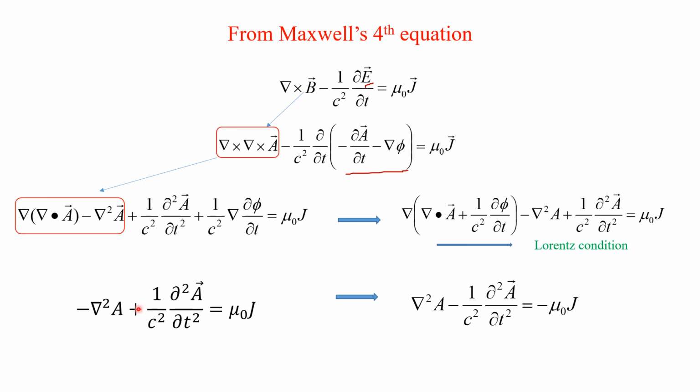Now you multiply by minus 1, and you will get del squared A minus 1 over c squared delta squared A divided by delta t squared, which is equal to minus mu naught J. This is the wave equation based on the auxiliary parameter A. It is exactly similar to the wave equation we have seen for electric field and magnetic field, except for the source parameter. Here we have considered the source parameter. If there is no source, this will naturally become zero. It is exactly the same as the previous two cases.